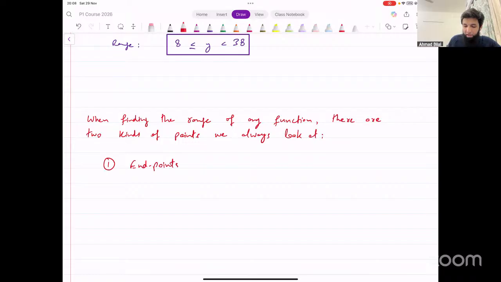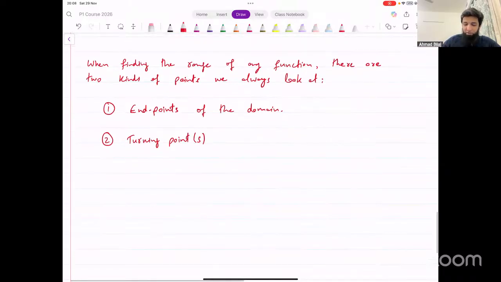So you'll have the domain given. You will see what happens at the endpoints. Endpoints of the domain. And number two, any turning points on the graph. There could be multiple turning points as well in case of other functions, if they are within the given domain.